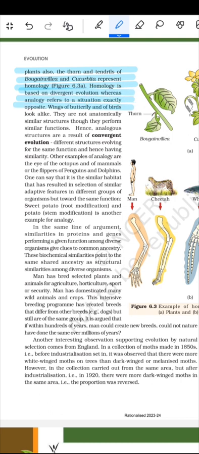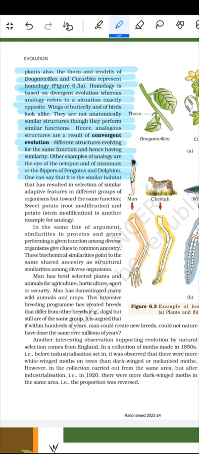Wings of the butterfly and of the birds look alike. They are not anatomically similar structures, though they perform a similar function. Hence, analogous structures are a result of convergent evolution, different structures evolving for the same function and hence having the similarity. Other examples of analogy are the eye of the octopus and of the mammals, and the flippers of the penguins and the dolphins.